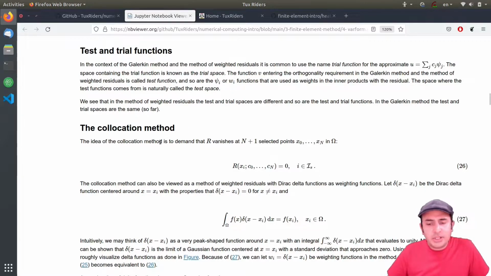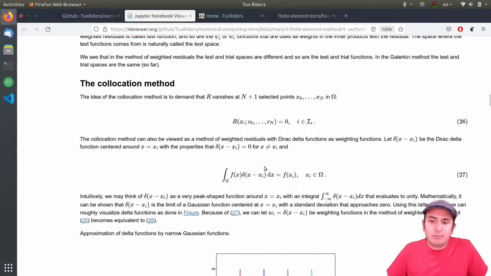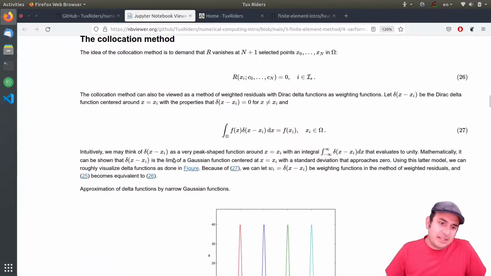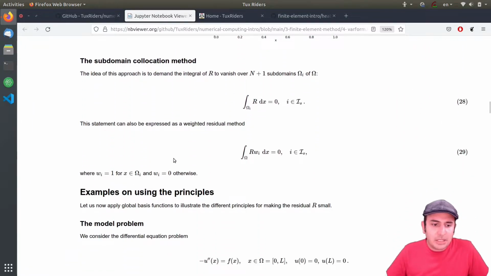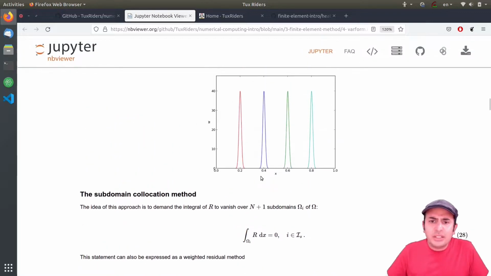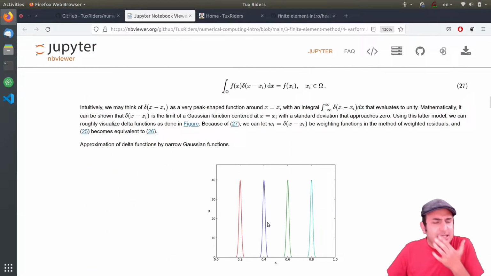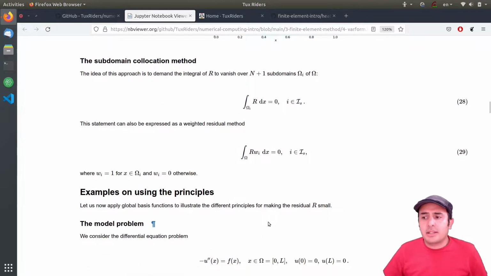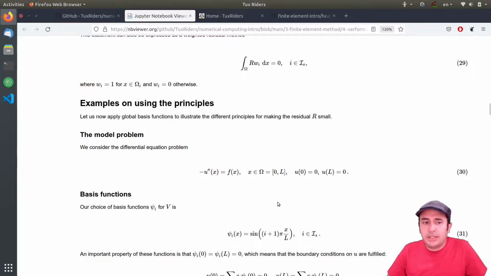For the collocation method, it's again similar, but it uses the Dirac delta function. I don't want to discuss this one. This is similar to the Galerkin method, the same concept, because the delta function has similar properties to, for example, Lagrange polynomials: they are non-zero only at one point of space and zero elsewhere. So it can also be a nice basis function, which is not used by finite element.